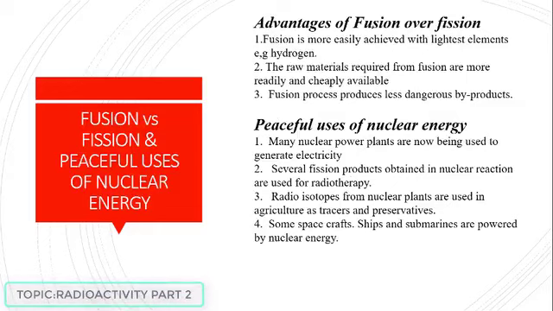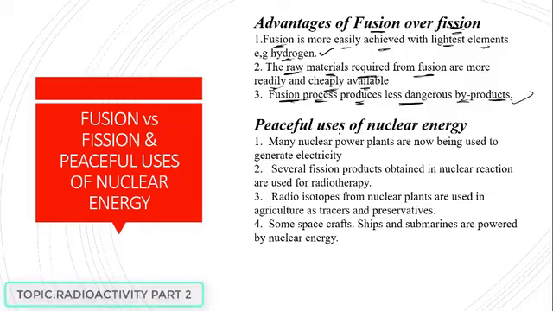Now let's talk about the advantages of fusion over fission. There are about three of them. The first is that fusion is more easily achieved with light elements. The lightest element in the periodic table is hydrogen, whereas fission, on the other hand, requires bigger, heavier elements to achieve its aim. The second is that raw materials required for fusion are more readily and cheaply available, whereas materials for fission are more expensive. Fusion processes produce less dangerous byproducts, whereas fission processes produce extremely dangerous byproducts.